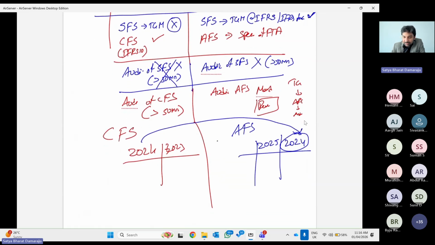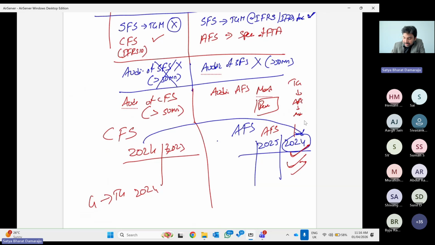Of course, it is not very clearly written, but they have mentioned simply that you need to have the comparatives from the first day of the tax group, unless the tax group is in its first year. For example, a group has a tax group in 2024. In 2025, you are preparing as per the AFS special framework. You need to redo the 2024 as per the FTA framework. You have to prepare the AFS for 2024 as well. Comparatives are required, not just the CFS which was prepared previously.